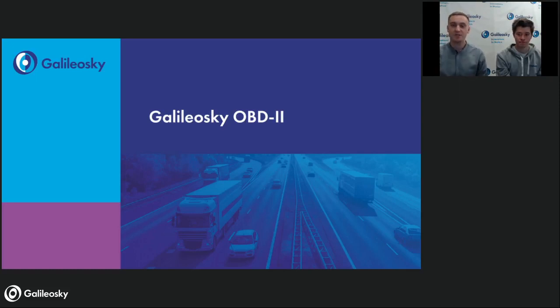As mentioned, we are presenting the Galileosky OBD-II device today. It's the new tracker, the new development of our team, the new device which we are glad and excited to introduce to you. This is a compact device for basic tracking with some advanced features. And let us go forward and talk about it.